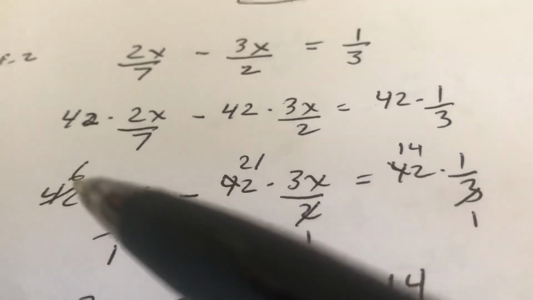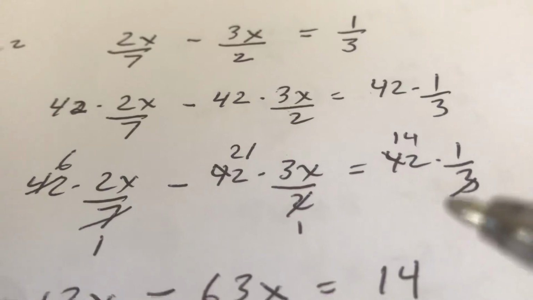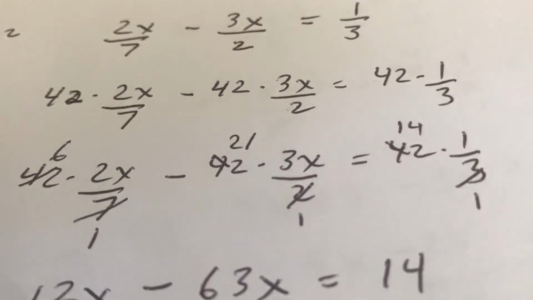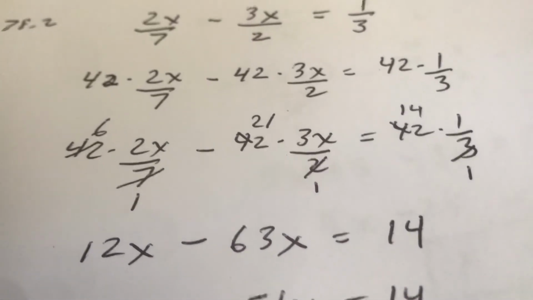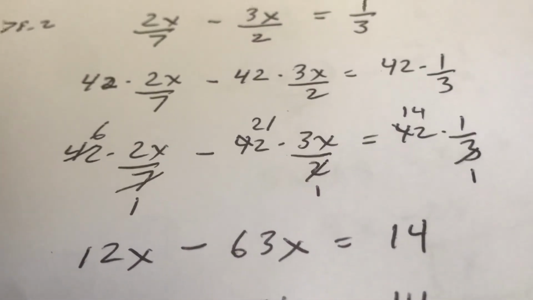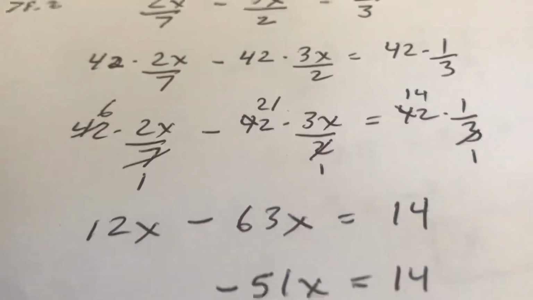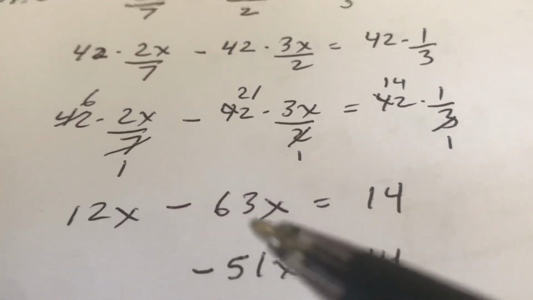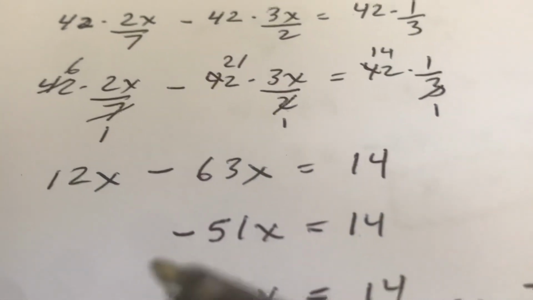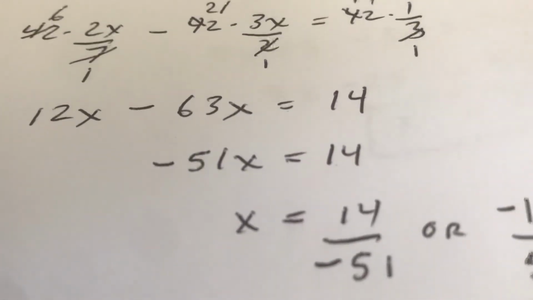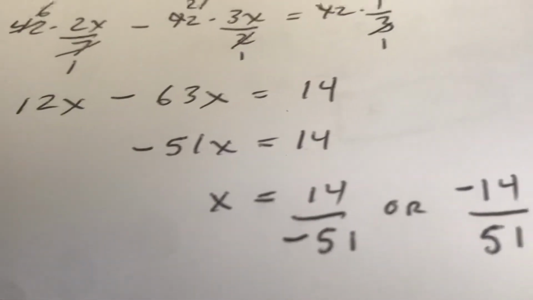7 goes in 6 times, 2 goes in 21 times, 3 goes in 14 times. So 6 times 2x is 12x, 21 times 3x is 63x, and 14 times 1 is 14. Now 12x minus 63x is negative 51x equals 14, and then I divide both sides by negative 51. So I get x equals 14 over negative 51.